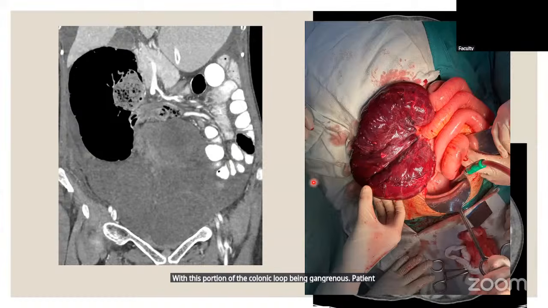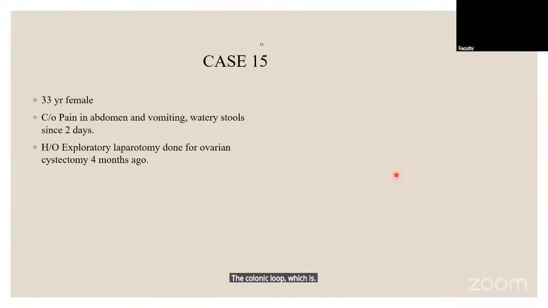Patient was operated. You can see normal looking small bowel loops and a gangrenous loop from the right side. This is the abdominal cavity, retracted speculum. This is the colonic loop, which is gangrenous.